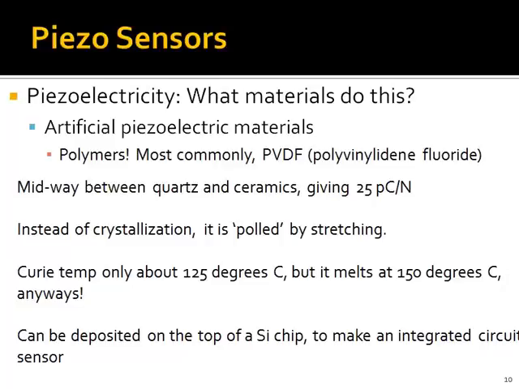Now, these kinds of sensors can't be used at as high temperatures as the ceramics, since the Curie temperature of a polymer is only about 125 degrees Celsius. But since the polymer melts at 150 anyways, that's generally not a big deal as long as the polymer is a sufficient material for your application.